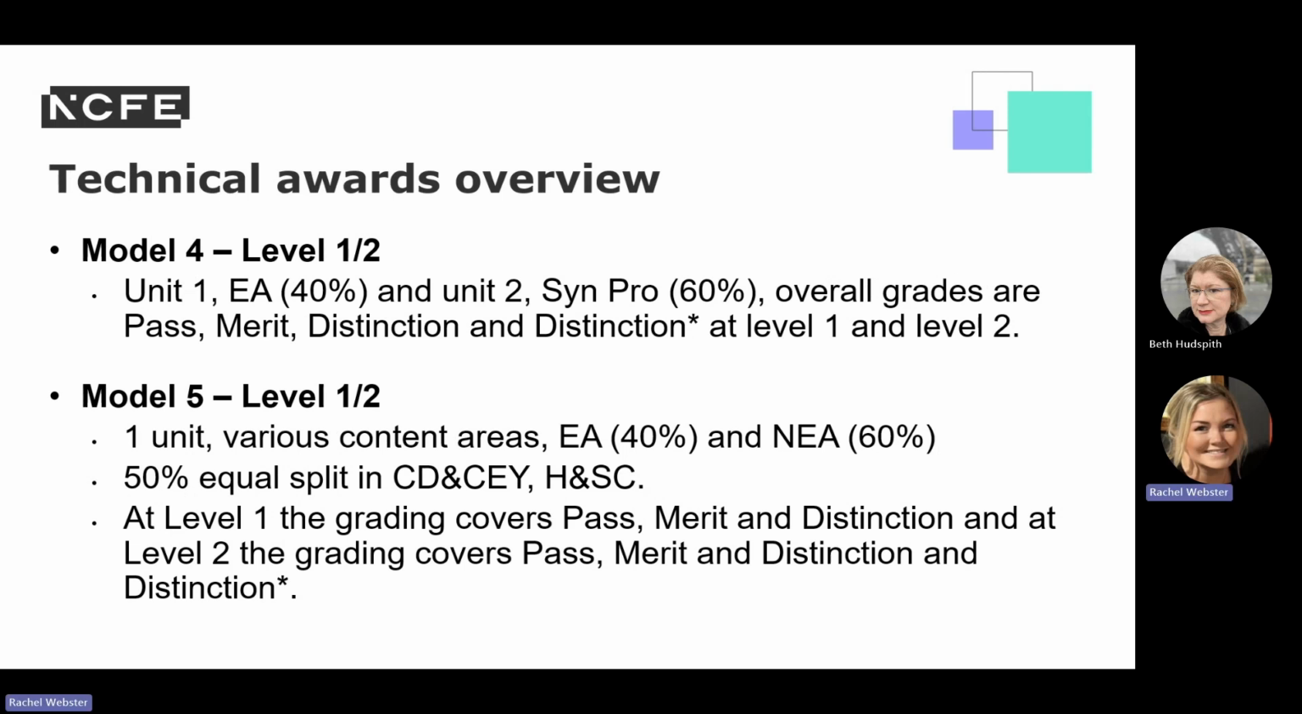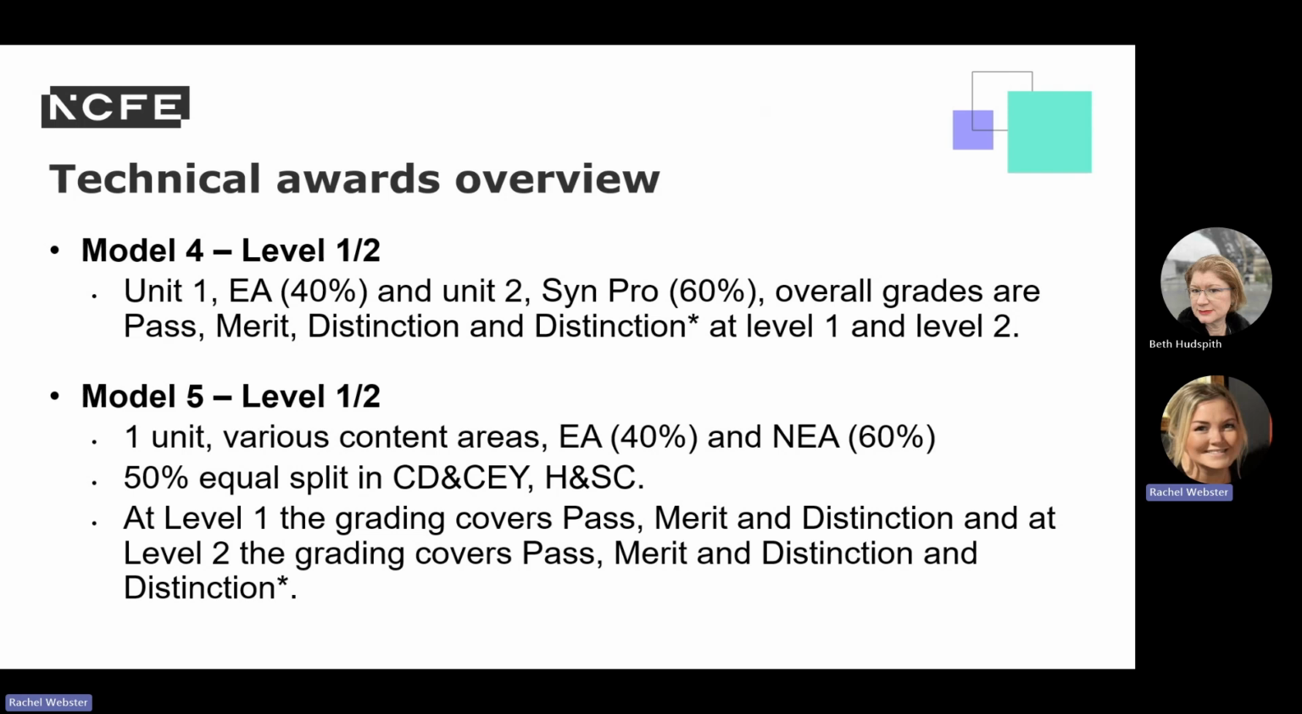Now, this slide provides an overview of the technical awards along with the weightings for each award. For Model 4, this was a vocational qualification which was designed to be completed by Level 1 and Level 2 learners. So if you had a mixed ability class, they would be taught the same content. The grading covered pass, merit, distinction and distinction star of both Level 1 and Level 2. There was an exam and an internally assessed but externally quality assured synoptic project. The contents of both covered Level 1 and Level 2 learners. They will be given the same exam in the same synoptic project.